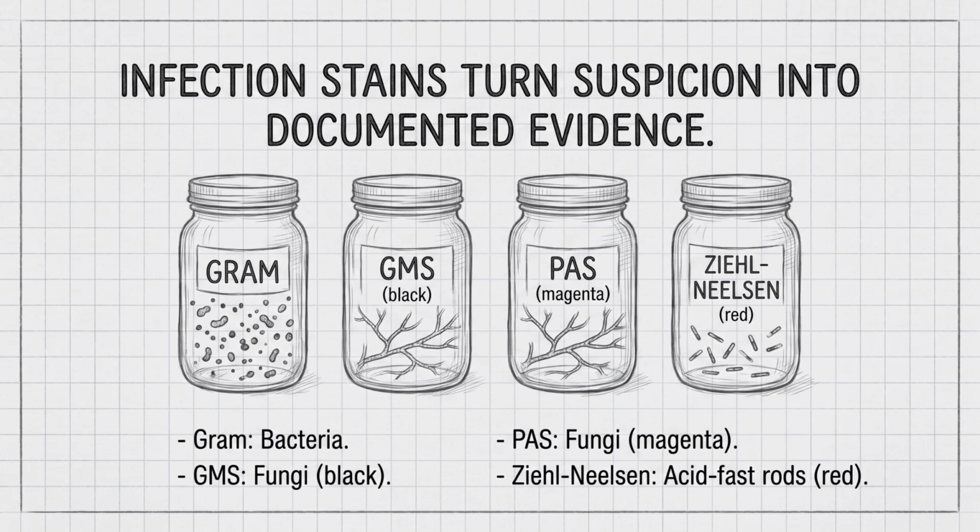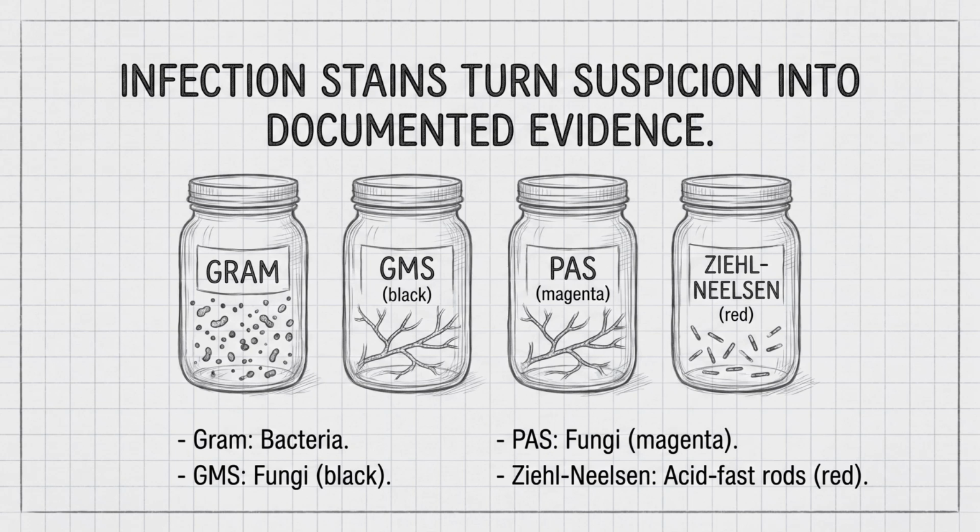Infection stains are crucial in forensic histopathology because they can turn a suspicion of infection into documented evidence. This is vital when the gross autopsy might not definitively point to a microbial cause of death. We're talking about specific stains like Gram for bacteria, GMS for fungi, or AFB for mycobacteria.